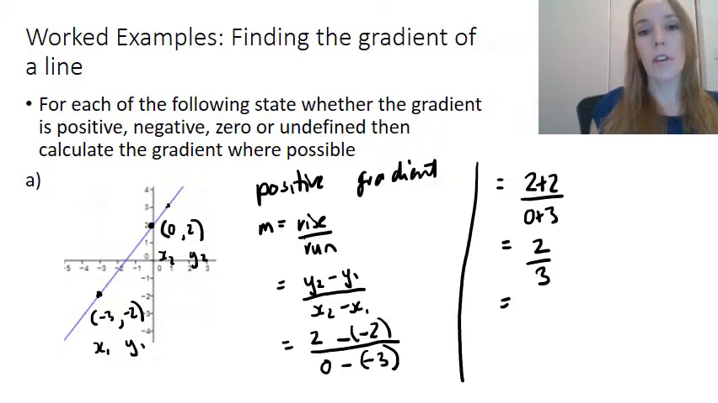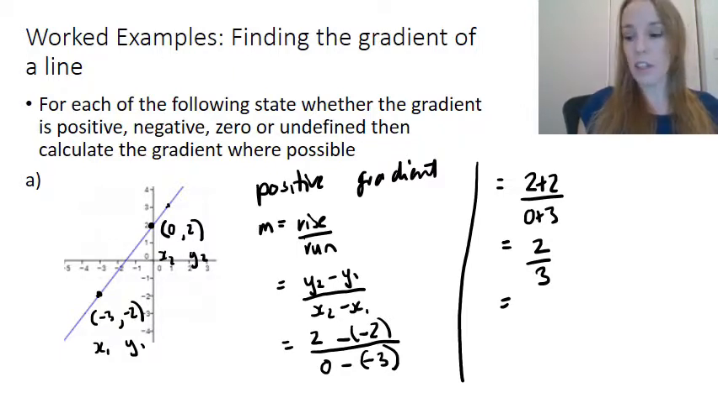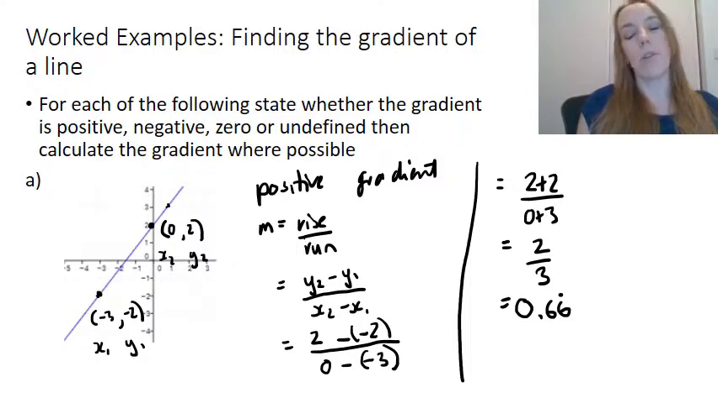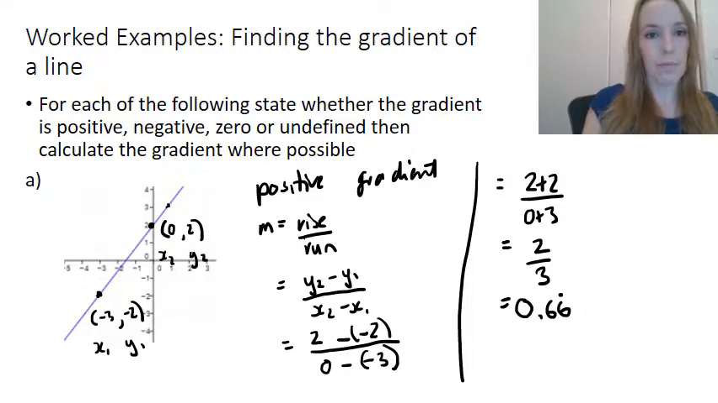So what you could do is you can leave it as a fraction, but obviously you're allowed to use your calculators. So if you need to, you can type that into your calculators there. So 2 divided by 3 would leave me with a decimal, 2/3, so 0.6 reoccurring. Or you could round to 0.67, but you can see there it's a positive gradient.